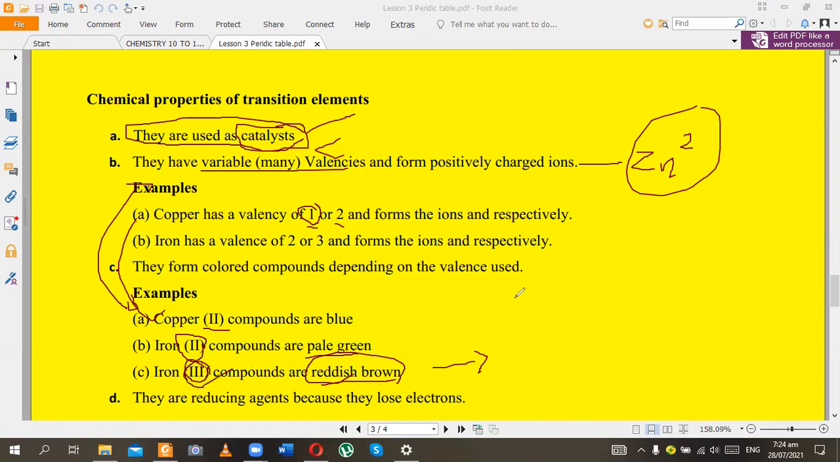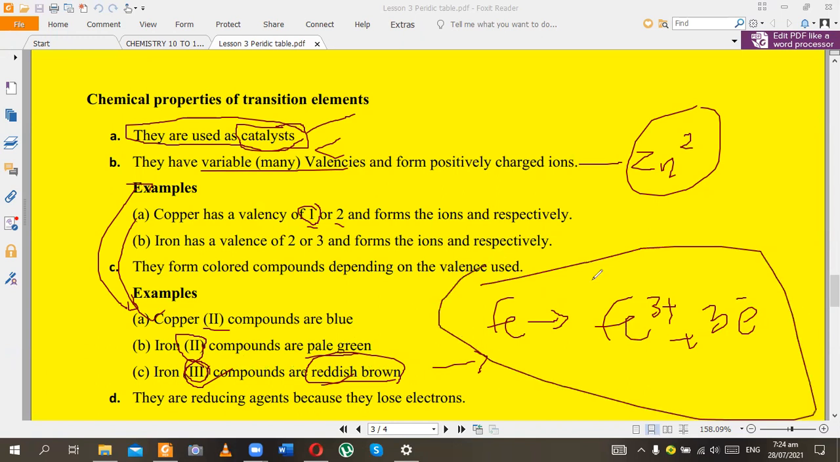This iron goes from Fe to Fe3+, plus 3 electrons. So this is the oxidation of the ferrous. Now that brown color you see is because of the presence of these ions.